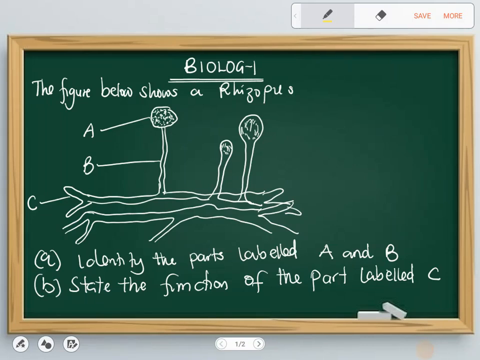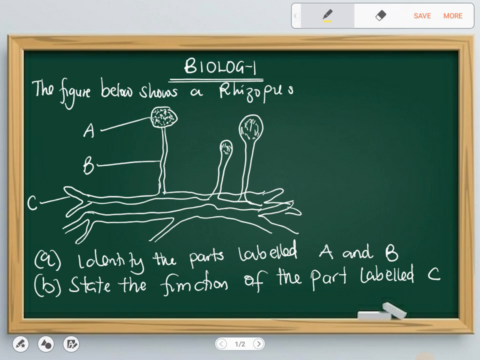Welcome, learners. In today's lesson, we are going to look at a Rhizopus, a very important topic in biology and the nutrition of plants. The question says, the figure below shows a Rhizopus. We've got structures labeled A, B, and C here, and of course others are indicated as well.